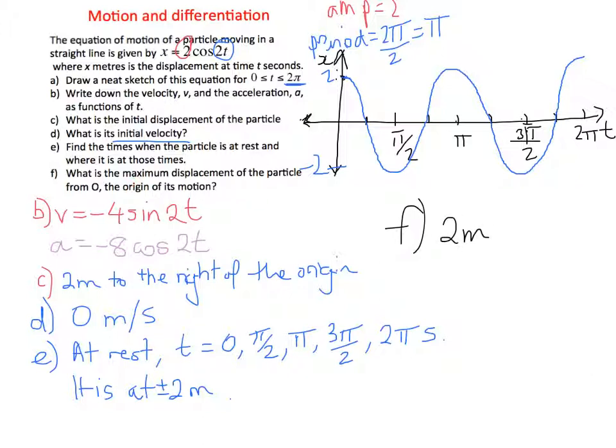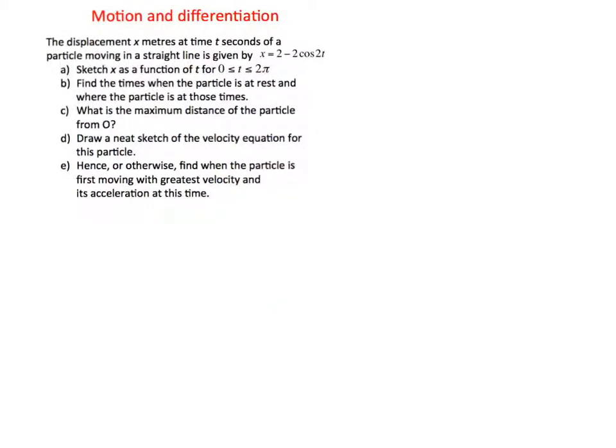Okay, so we actually used the graph to answer a lot of those questions. But if we didn't have the graph, we could have just used all the equations that we had: the equation for displacement, the equation for velocity, or the equation for acceleration. They are very similar. Now the trig function has just been shifted quite a lot more. x equals 2 minus 2 cos 2t. We have to sketch x as a function of t. So we have to sketch this function.